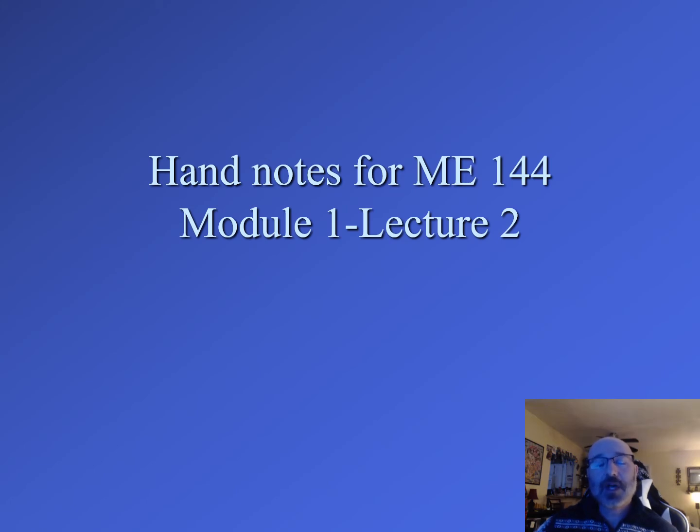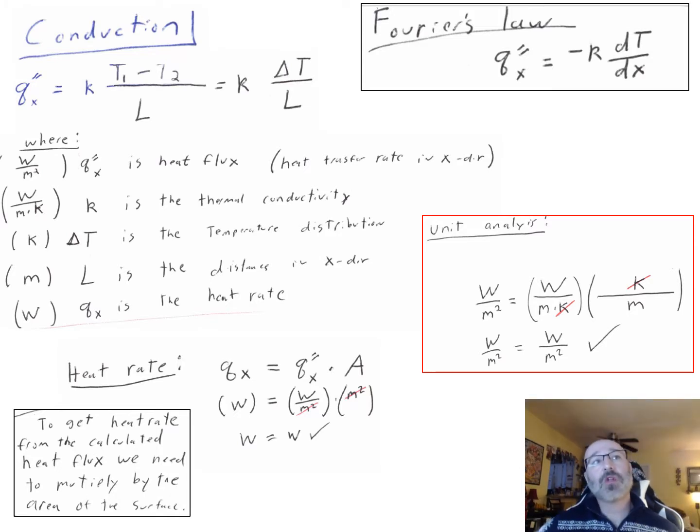For this portion of the lecture, I've gone back through and taken some hand notes to go through some of the governing equations for conduction, convection, and radiation throughout Chapter 1. So the first thing we're going to look back at is conduction, and we're going to look again at Fourier's law. So this again, we call our heat flux here is equal to our negative K times dT dx.